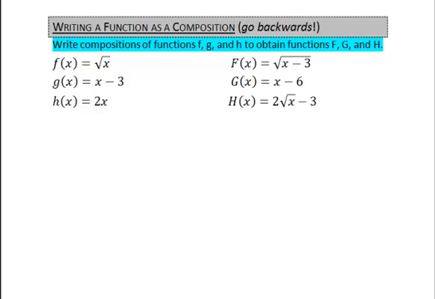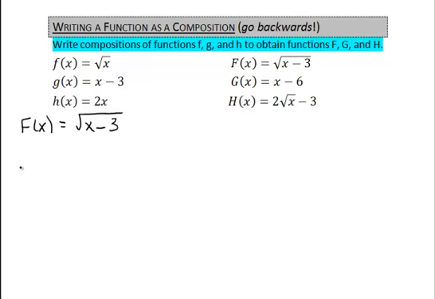For these problems, you want to write a function as a composition. What that means is we want to compose this little f, g, and h so that we get this capital F, G, and H. So how do you think we would write a composition so that our answer would be F of x? Just based on what these first two look like, it looks like we're going to use those, right? Or f of g. F of g means to put g inside f.